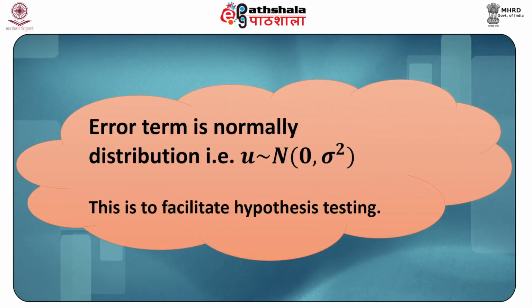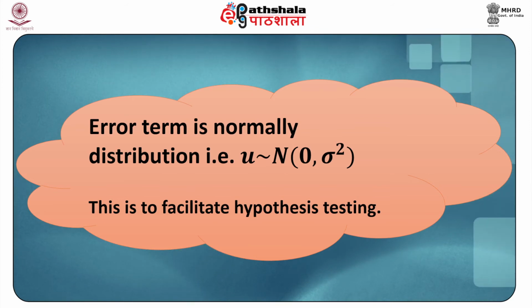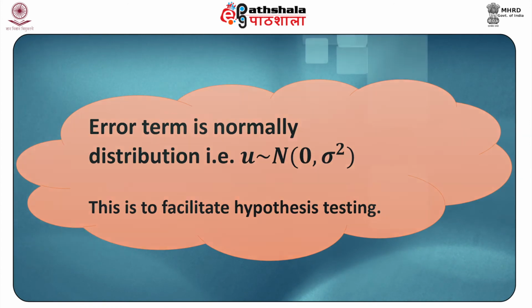Another important assumption is assumption 7, where we say the error term is normally distributed, that is, mu is normally distributed with mean 0 and variance sigma square. But this is to facilitate hypothesis testing. We do not require this assumption for estimation, and we would discuss this assumption in our discussion of hypothesis testing.